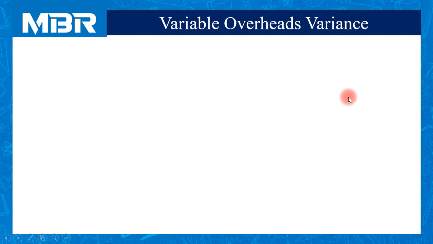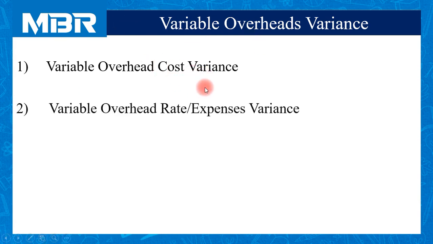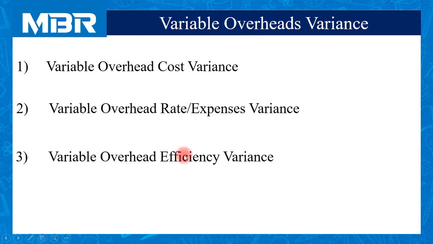Let us understand different variances covered under the category of variable overheads. There are three different variances covered under this category. First, variable overhead cost variance. Second, variable overhead rate or expenses variance. And third, variable overhead efficiency variance. We need to calculate three different variances under variable overheads: cost, rate or expenses, and efficiency.